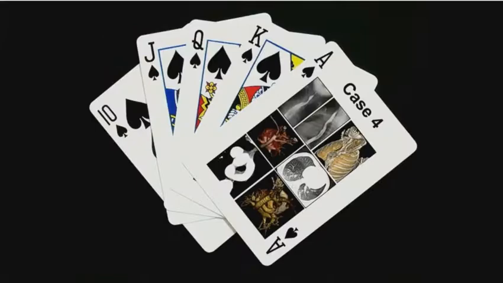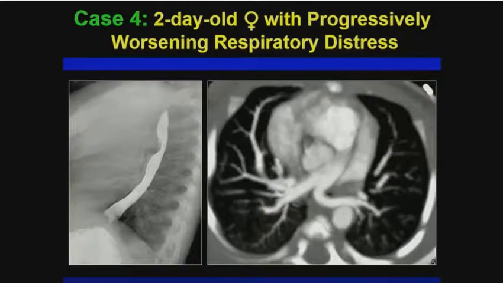We're going to move on to case number 4. This was a 2-day-old girl presenting with progressively worsening respiratory distress. And what I have for you is a lateral radiograph taken during a barium swallow study, and a CT angiogram, axial view. I'm going to give you a little time to look at these 2 images.